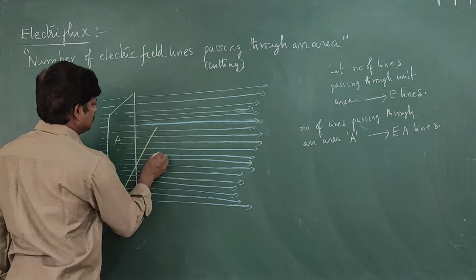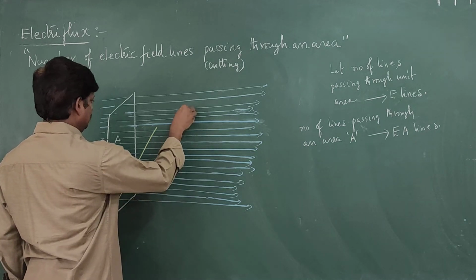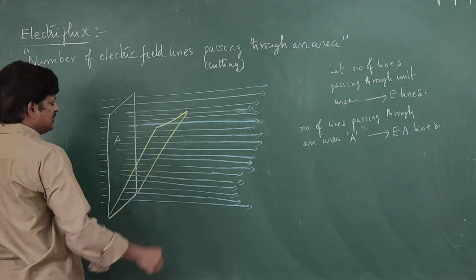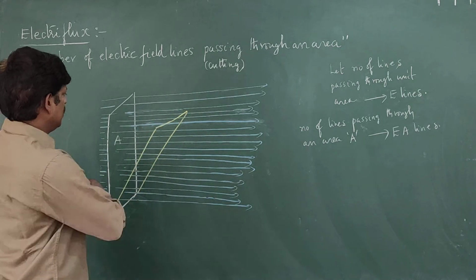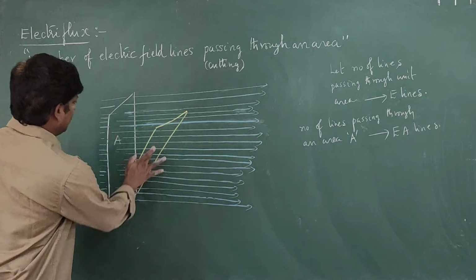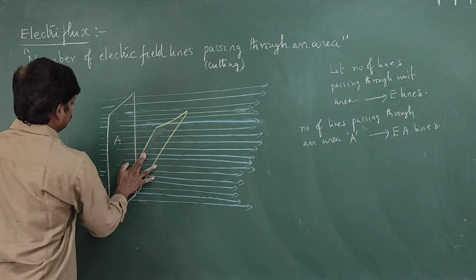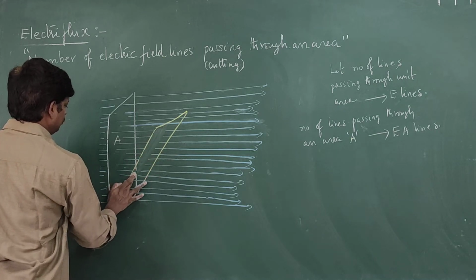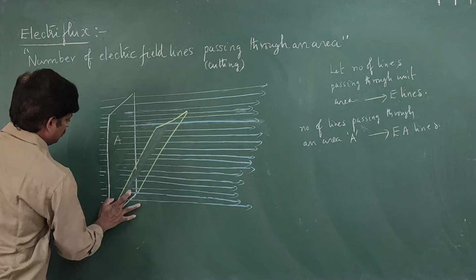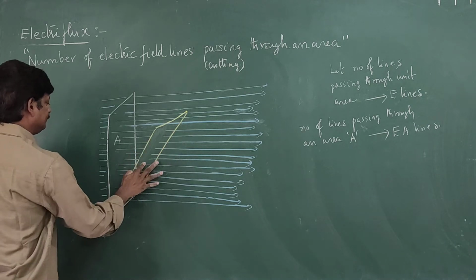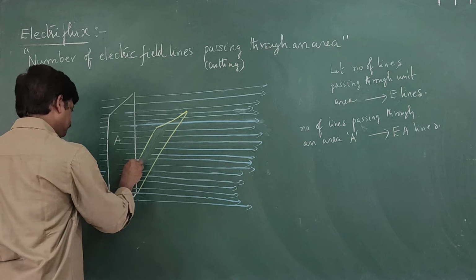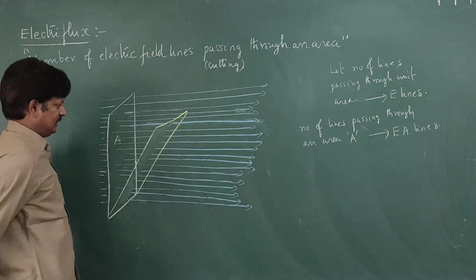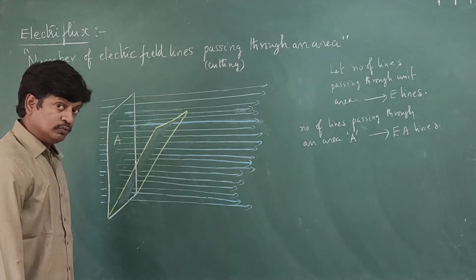Now the area is tilted a bit. If this area is tilted, how many lines are crossing the area? How do you find that out?